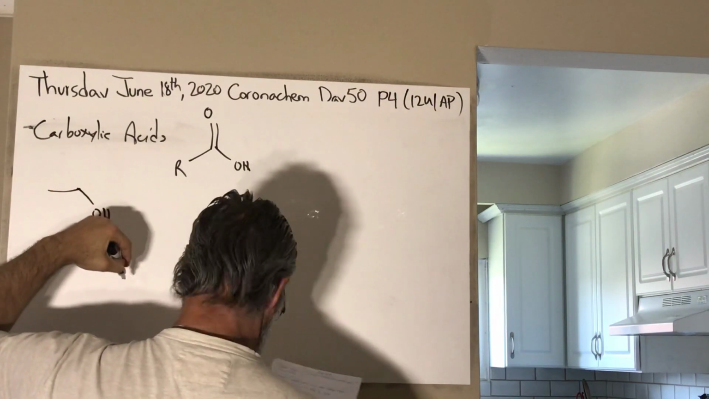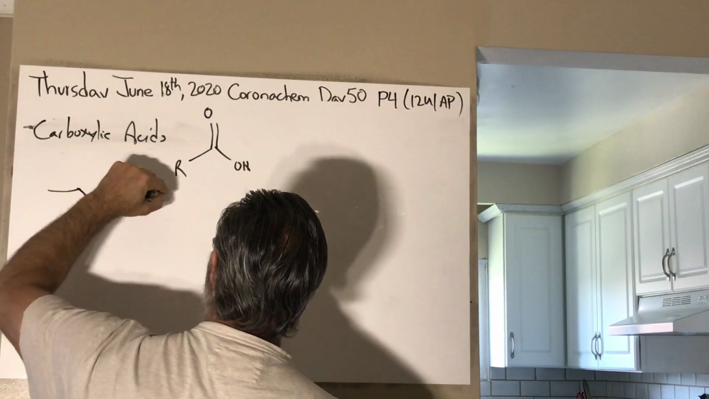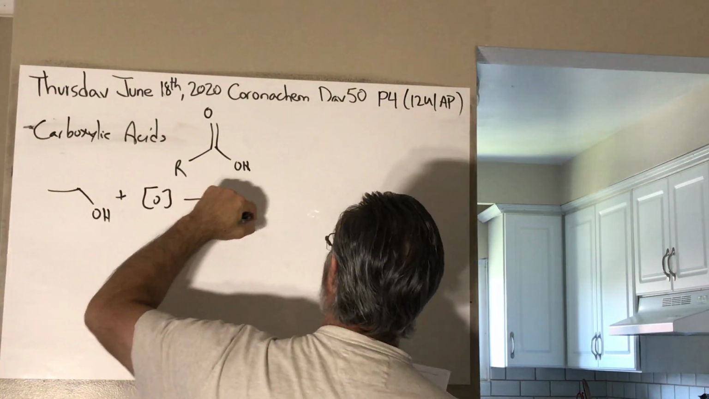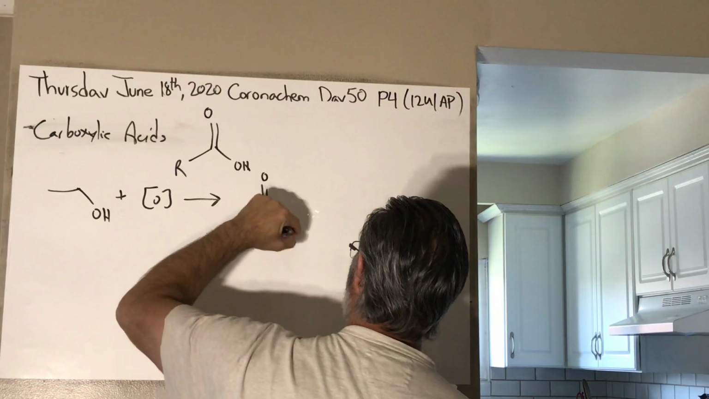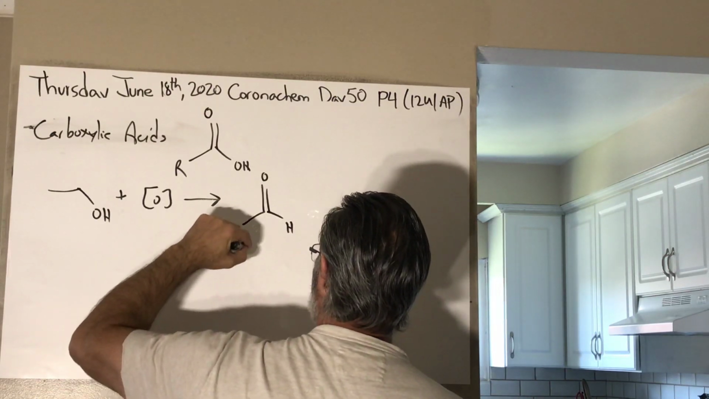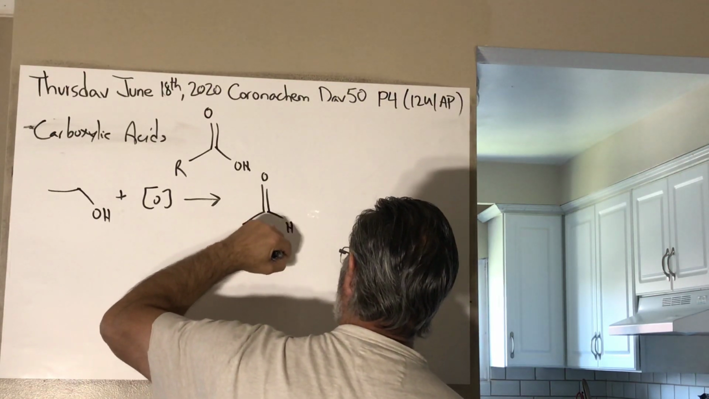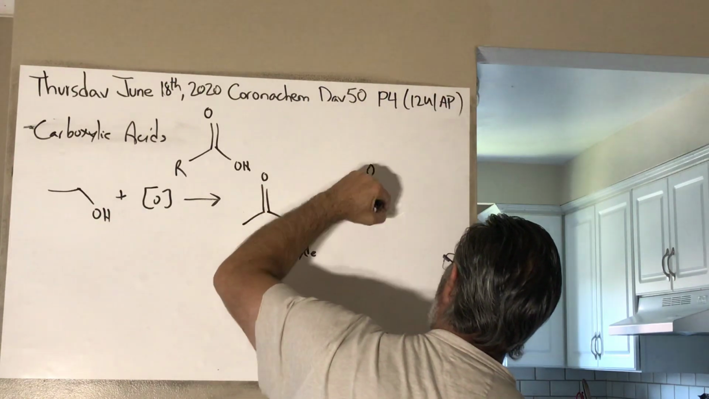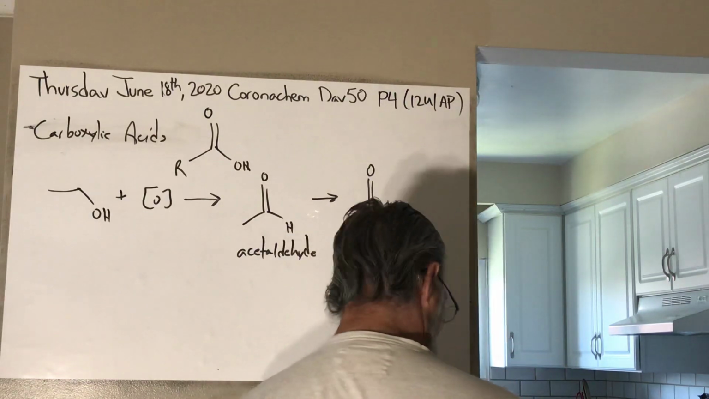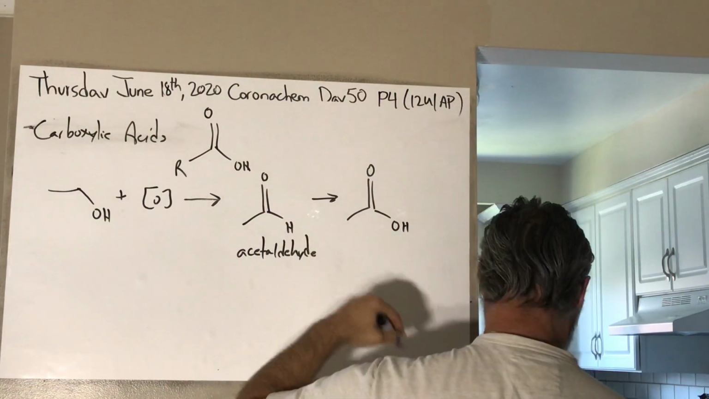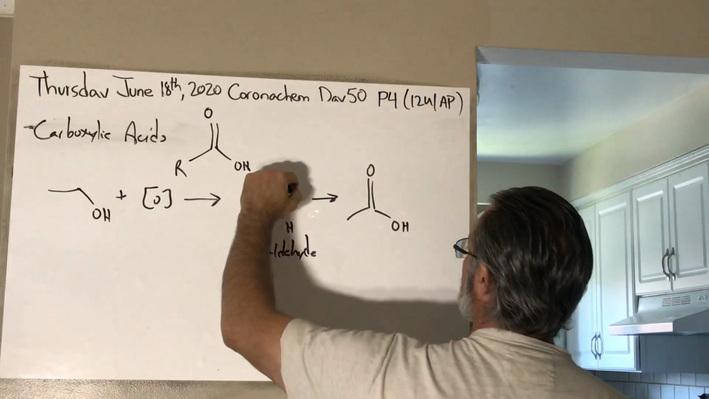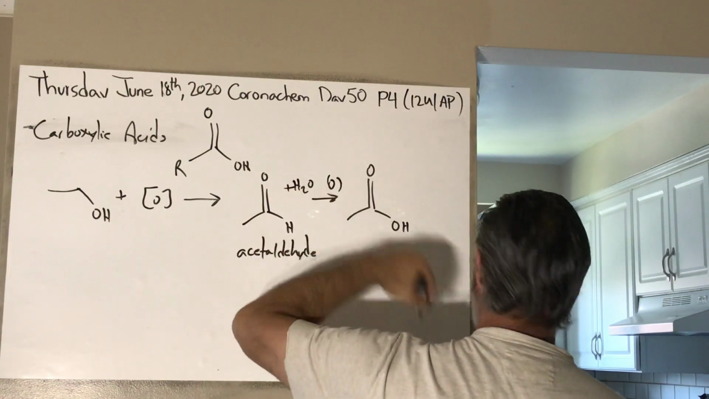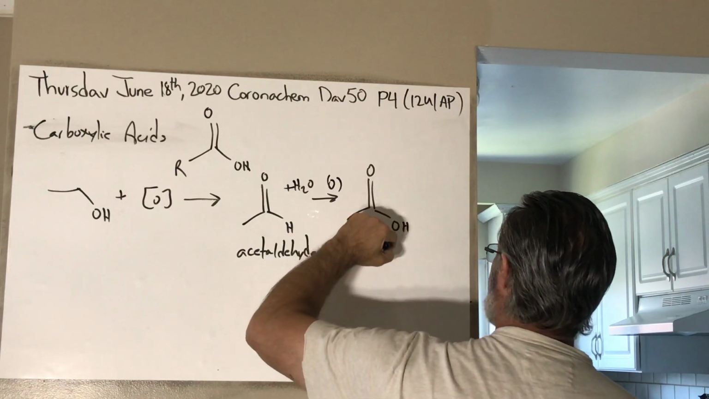So take, for example, ethanol, and you oxidize it. By partial oxidation, you can stop it to get acetaldehyde. But if you continue the oxidation, it turns into a carboxylic acid. So that's at a higher state of oxidation than the aldehyde. So you can add water to the aldehyde. That will cause more oxidation, and you get acetic acid.